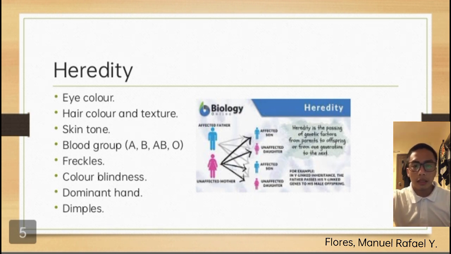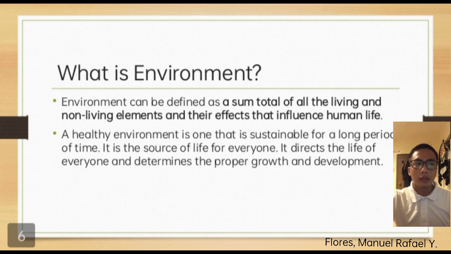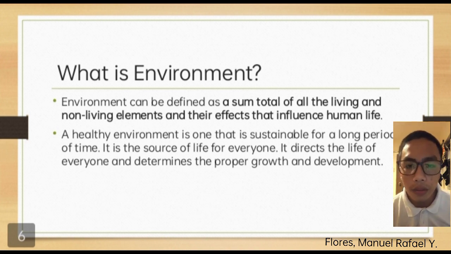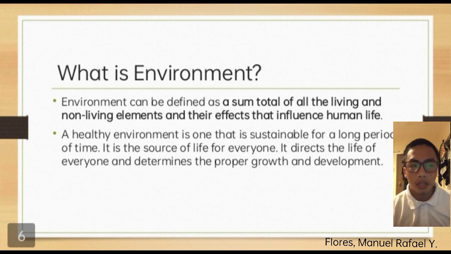Next is environment. So, what does environment mean in physical self? Environment can be defined as a sum total of all the living and non-living elements and their effects that influence human life. A healthy environment is one that is sustainable for a long period of time. It is the source of life for everyone. It directs the life of everyone and determines the proper growth and development.